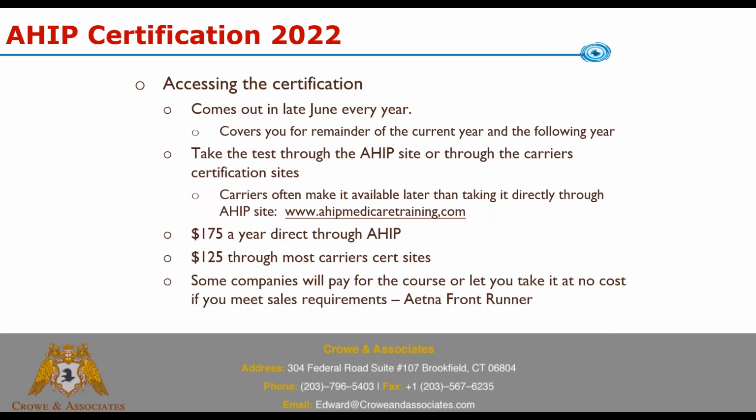It's a good strategy. So AHIP comes out late June every single year. It does cover you for the remainder of the year. So my point there is, if you're new and you haven't taken AHIP yet, and it's June, July, August, the mistake people make is taking the 2021, not realizing that once the 2022 is out, if they take it in June, July, August, September, October, whatever it may be, it covers them for the rest of the year. So sometimes they needlessly take both versions, and they don't need to.